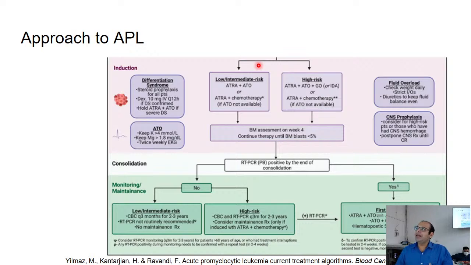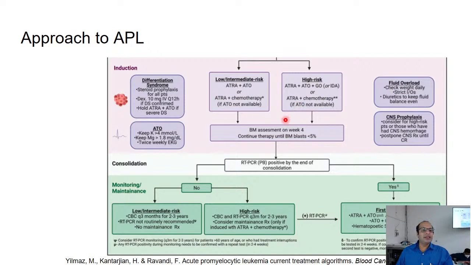So, in the current era, low risk APML are treated with a combination of ATRA and ATO. If arsenic is unavailable, you can treat the patient with ATRA and chemotherapy based protocols. In the high risk patient, they are treated with a combination of ATRA, ATO plus gemtuzumab if available, or if that is not available, with the anthracycline, either idarubicin or daunorubicin. If both these drugs are not available, just continue the patient on ATRA and chemotherapy based protocols.